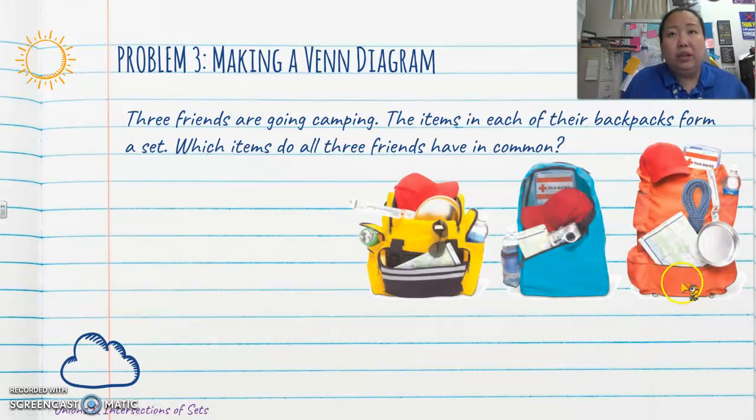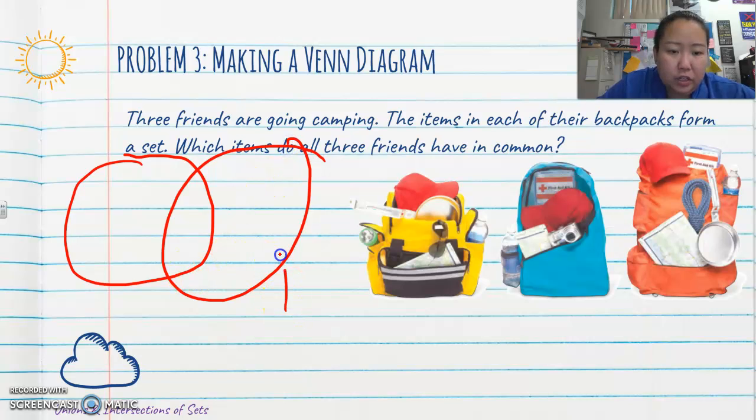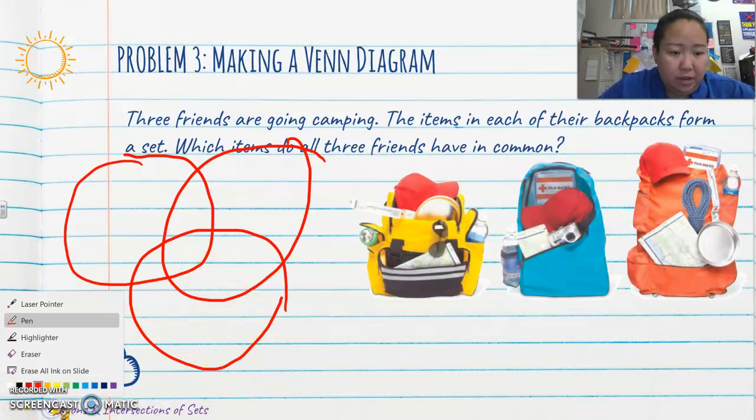What we can do here is visualize the contents of those bags. So for our yellow bag, let's have a circle over here. We have three bags, and we are looking for the items that are common. So we will have three circles and they should overlap. All right, there we go.